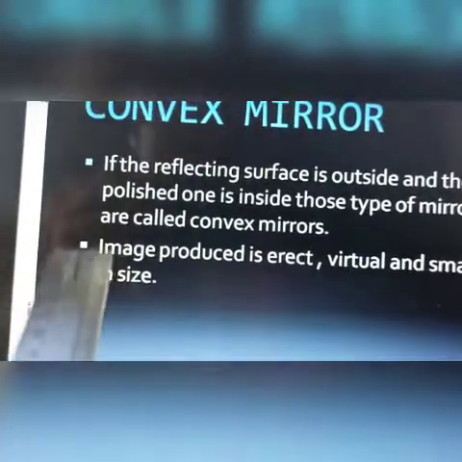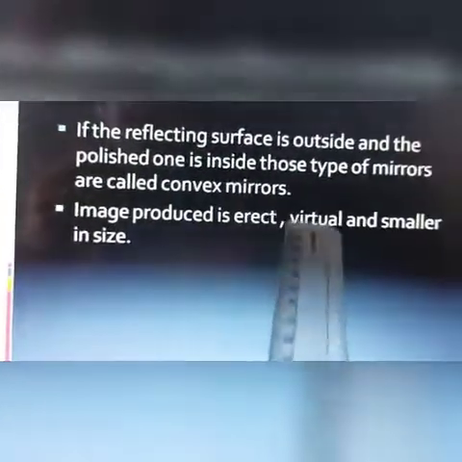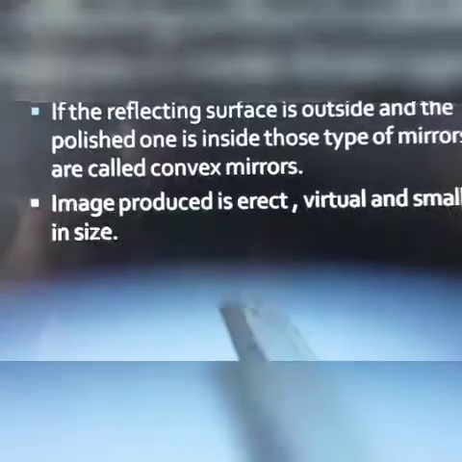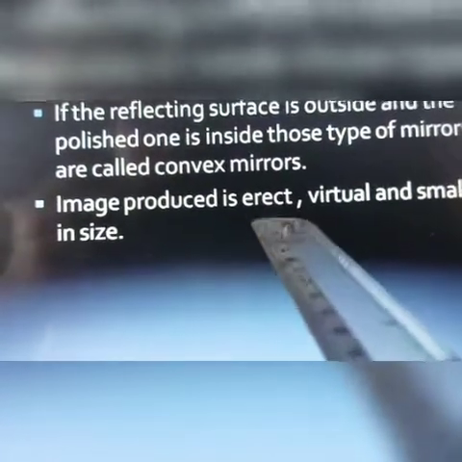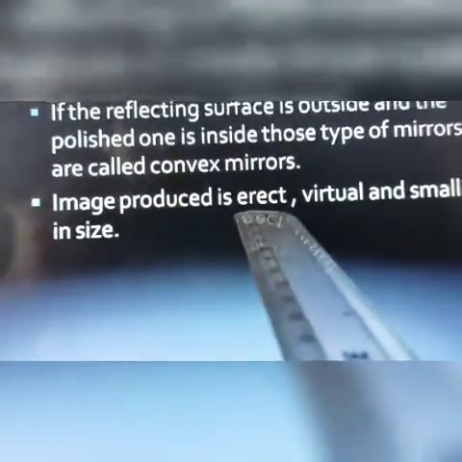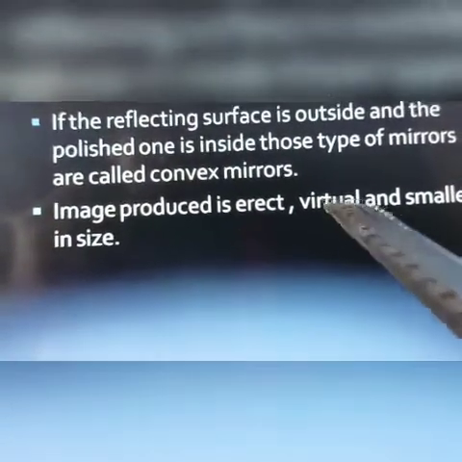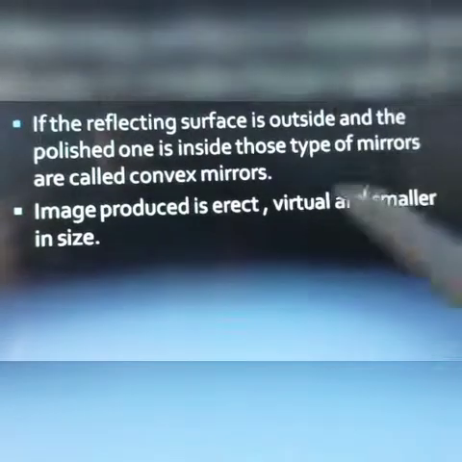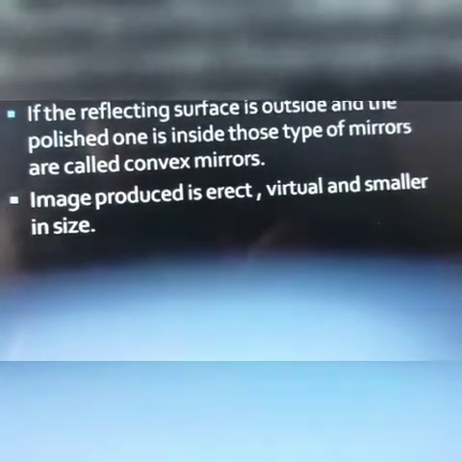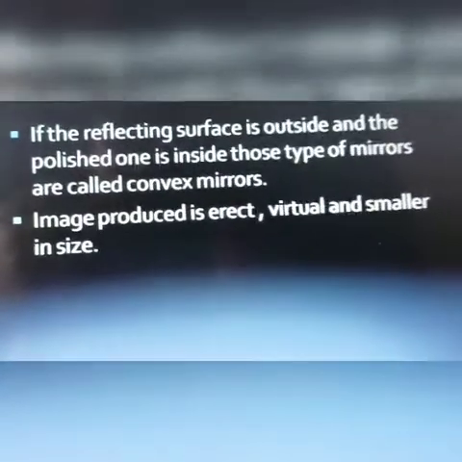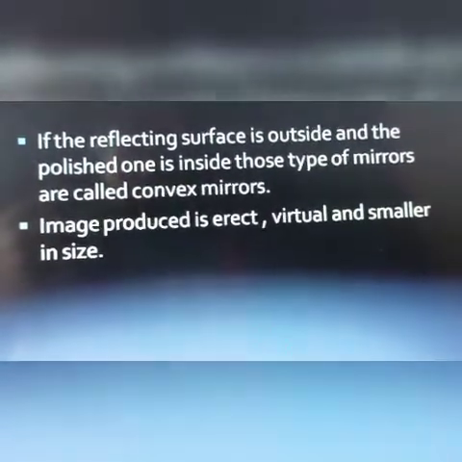Okay, and the image is erect, virtual and smaller in size. And erect means straight image. Okay, image produces erect means straight, virtual means closer, and smaller in size means the image size will be smaller than the real object. Clear with the convex mirror? Okay.